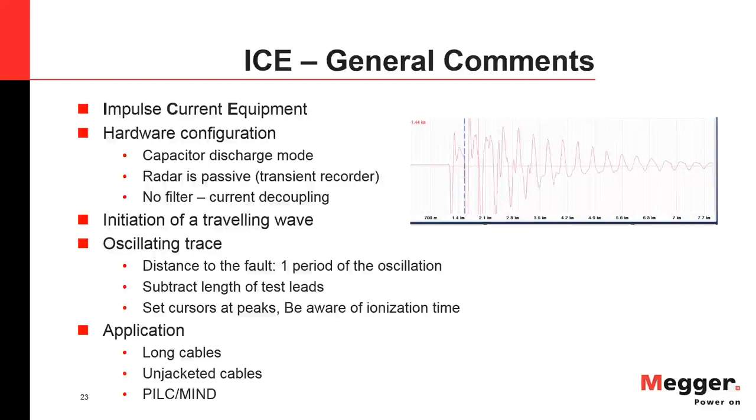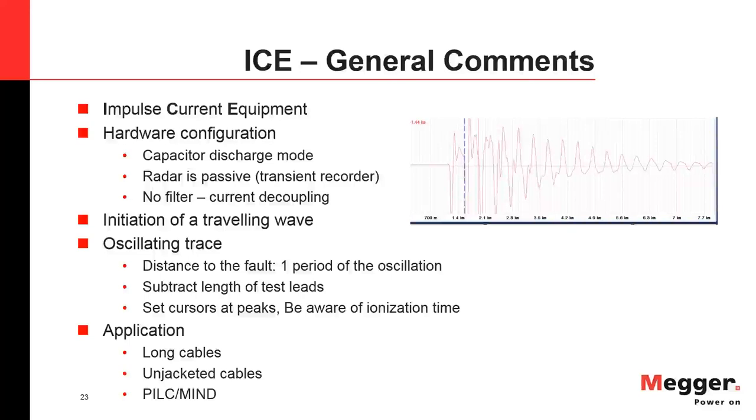Now on ICE, you are decoupling the current. So ICE is current decoupling. And what you pretty much do here is you wait for the traveling wave to go back and forth, and because of the losses on the cable, this wave, as you can see, is dampening out, and then you measure the distance to the fault over one period of the oscillation.